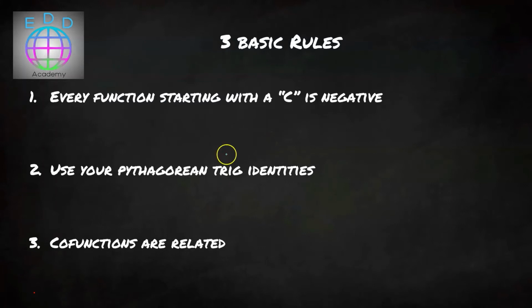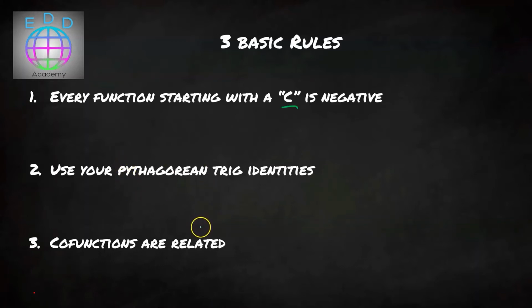And what makes them so easy to memorize is, again, a set of 3 basic rules that you will always follow. So rule 1 is the exact same rule 1 as for regular trig derivatives. Every function starting with c is negative. But instead of cosine, cotangent, and cosecant x, it's, well, the inverses of those functions.